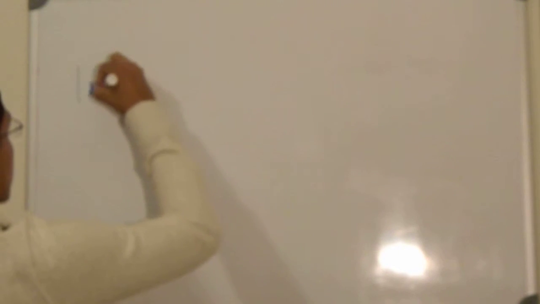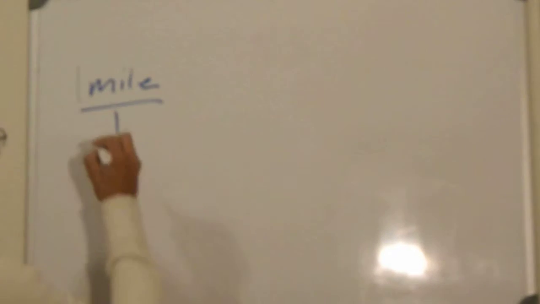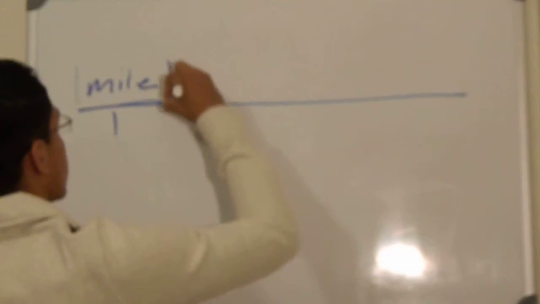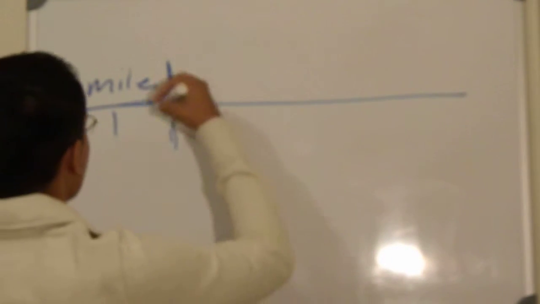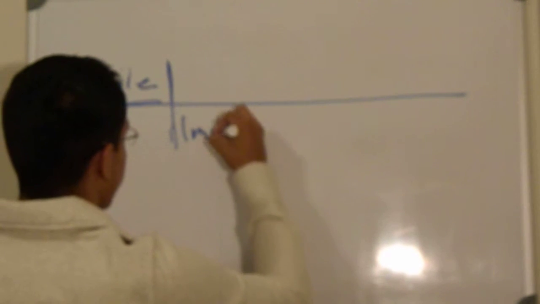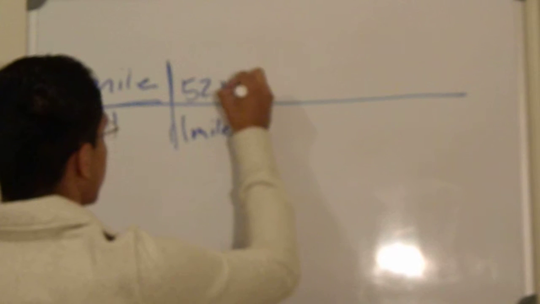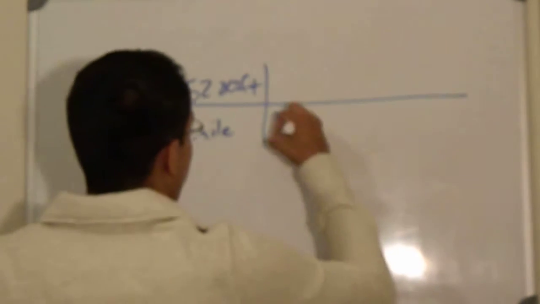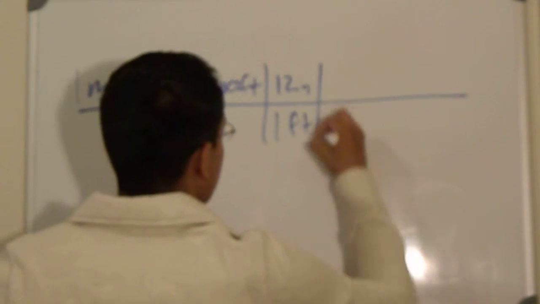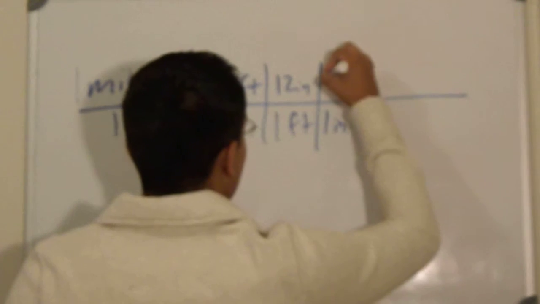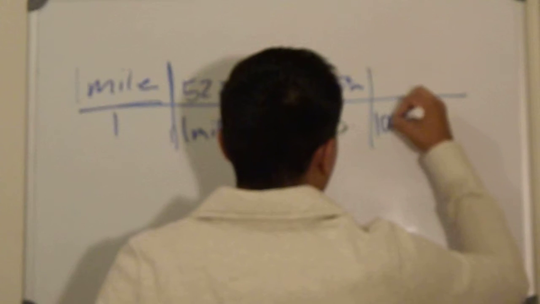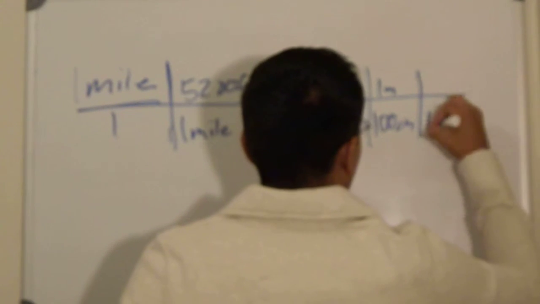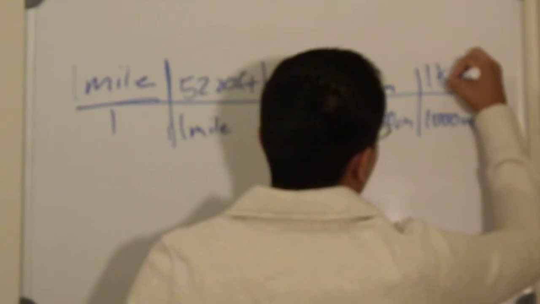So just to finish our example, 1 mile. You might actually see this in a crossbar form. Chemistry usually uses this. It's the same thing, I'll show you. 1 mile is 5,280 feet. 1 foot, 12 inches. 1 inch, 2.54 centimeters. 100 centimeters, 1 meter. 1,000 meters, 1 kilometer.